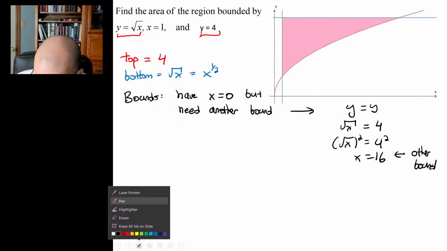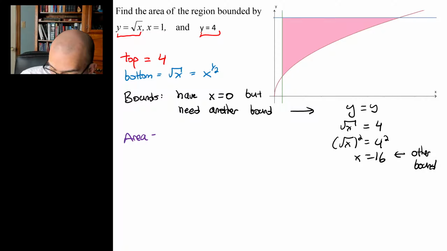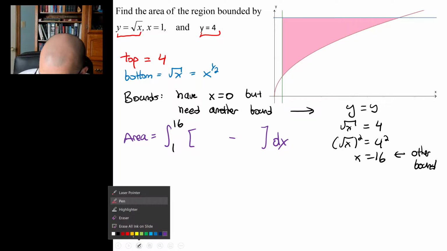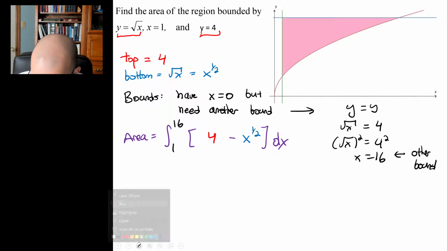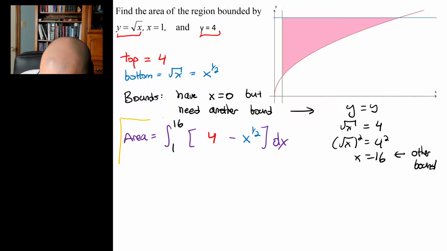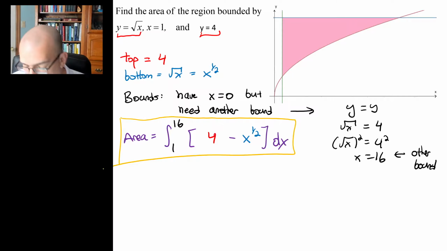So my area expression is the integral from the lower bound, which is 1, to the upper bound, which is 16, of the top curve minus the bottom curve. So the top curve is 4, and the bottom curve is the root of x, which is x to the 1/2. And that might be the whole question. The whole question might be what expression represents the area. I'm going to write the integral from 1 to 16 of 4 minus root x. But I'm going to keep going, because it doesn't say just the expression.